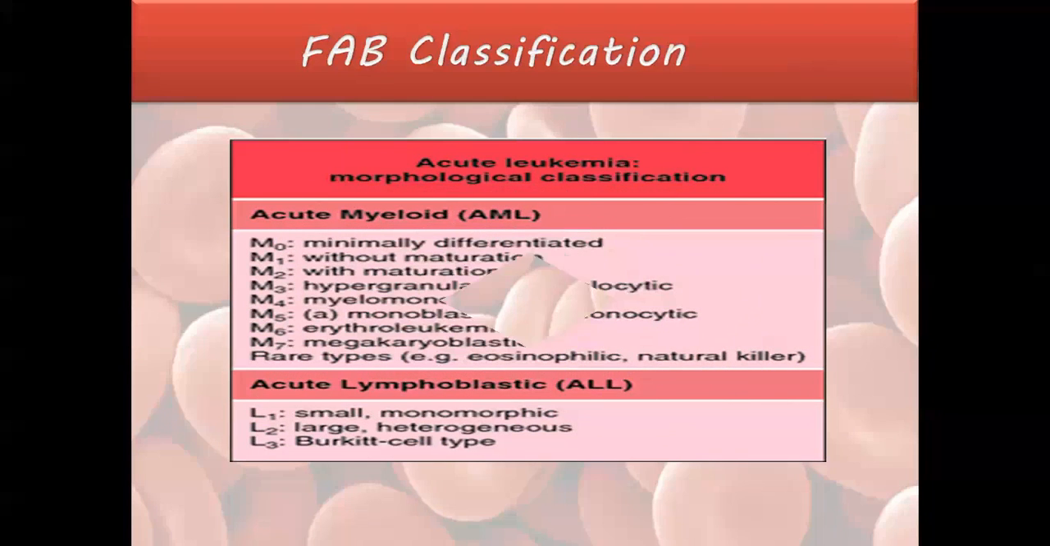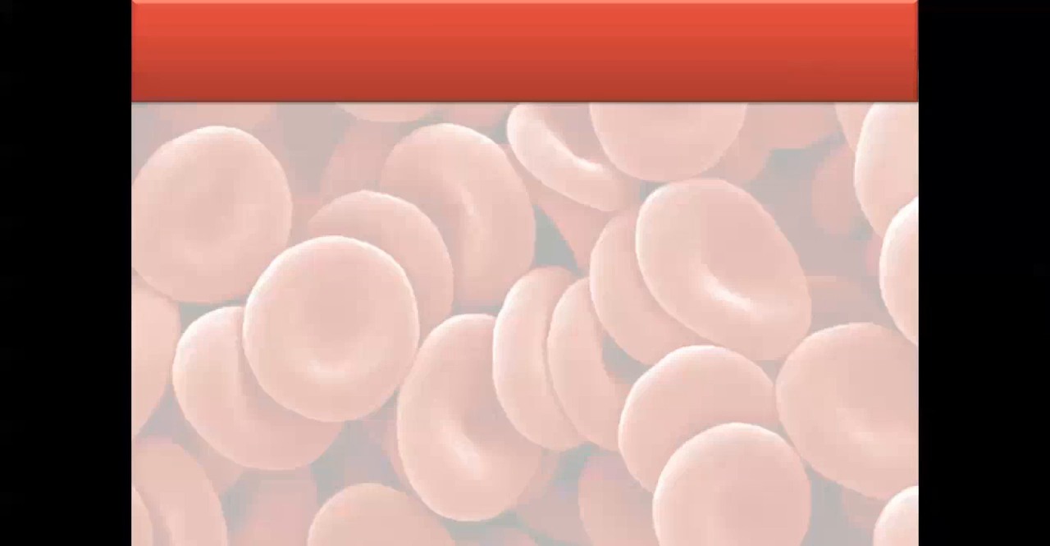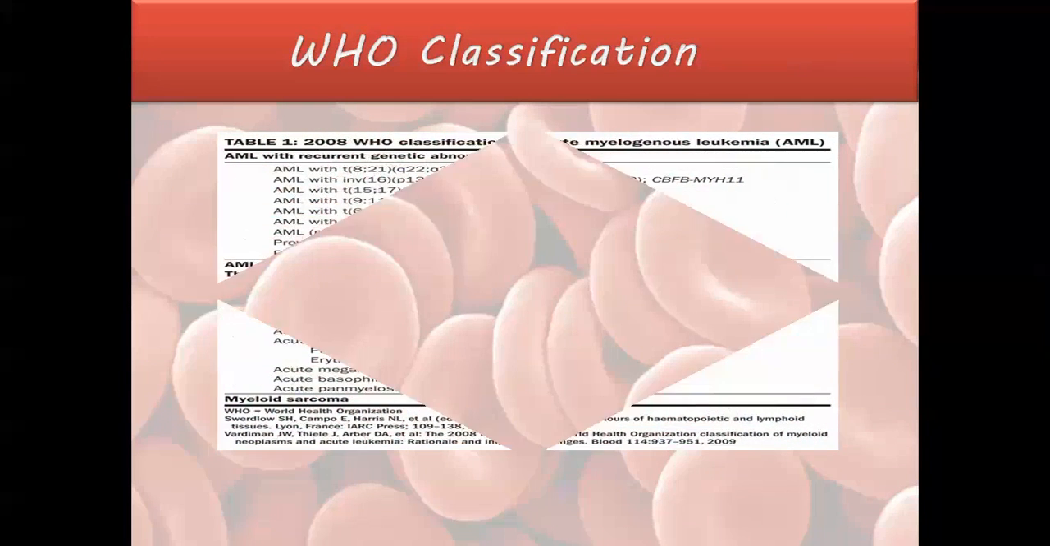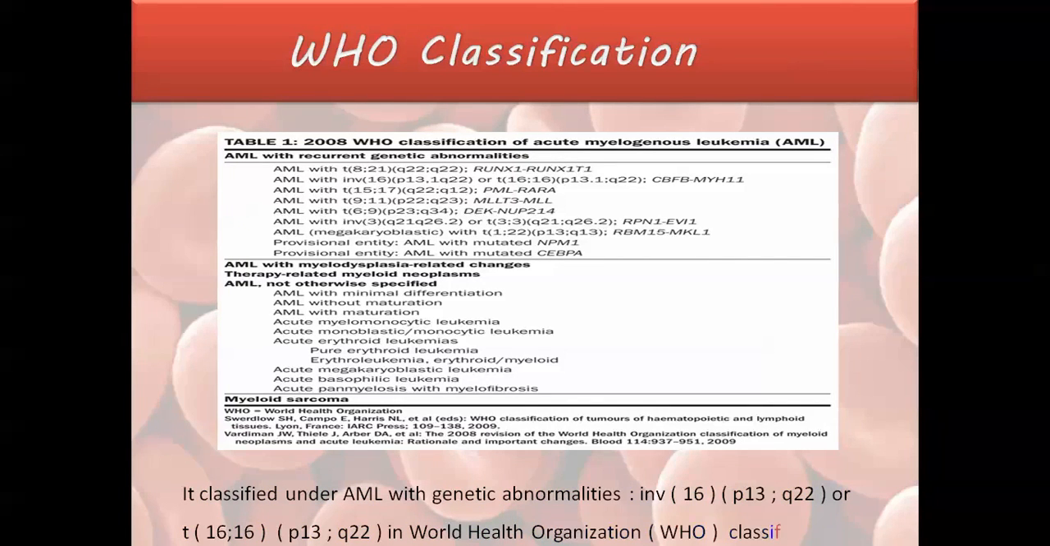Classification of acute myeloid leukemia. Regarding the FAB classification, there are 7 types of acute myeloid leukemia, from M0 to M7. What is important to us is M4, which is myelomonocytic leukemia. Regarding the WHO classification, it is classified under AML with genetic abnormalities, which include inversions of chromosome 16, and translocation between chromosomes 16 or between chromosomes 13 and 22.